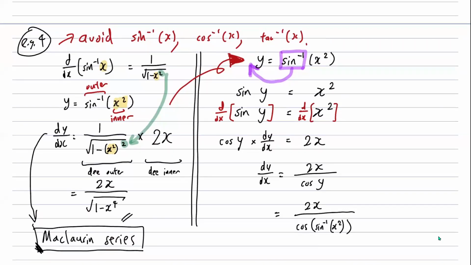What you do need to know instead is this strategy. Very important strategy. Over here, sine y equals x squared. Draw a right angled triangle. What angle do you want over here?